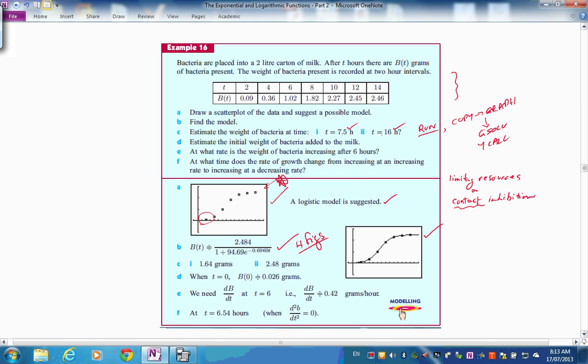Estimate the initial weight of bacteria added to the milk. So it's 0, so we could put T as 0 in, or again using gsolve if we've copied that across. And then at what rate is the weight of bacteria increasing after 6 hours? After 6 hours, well, we need the derivative at T equals 6. So what's the easiest way of doing that?